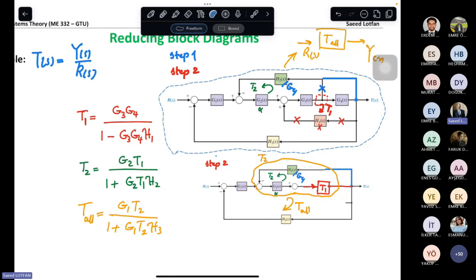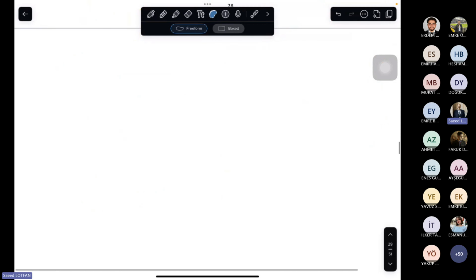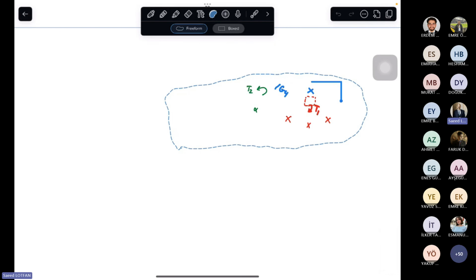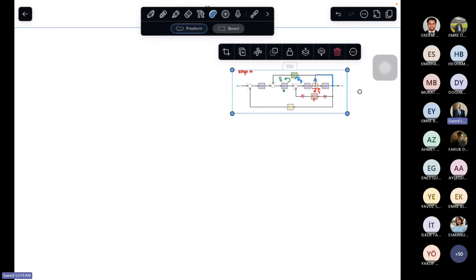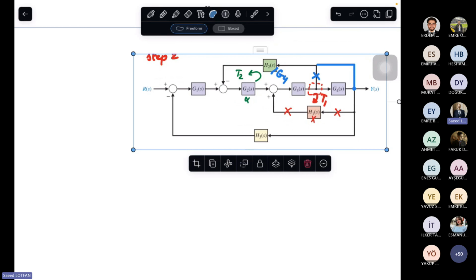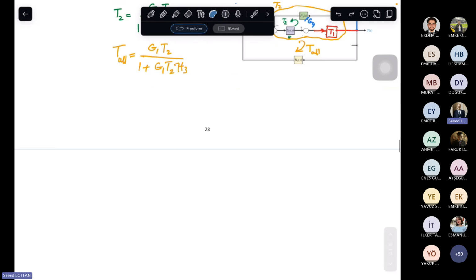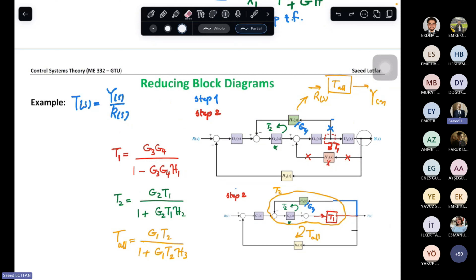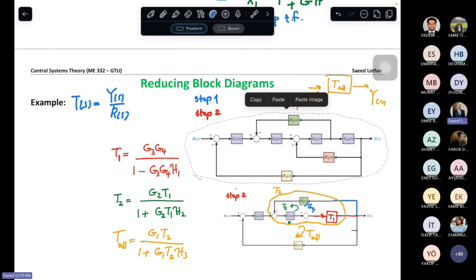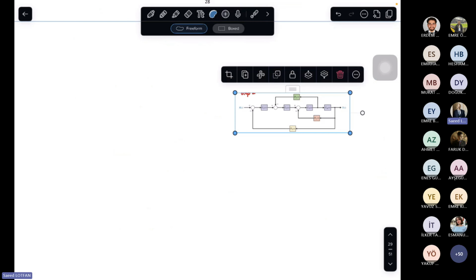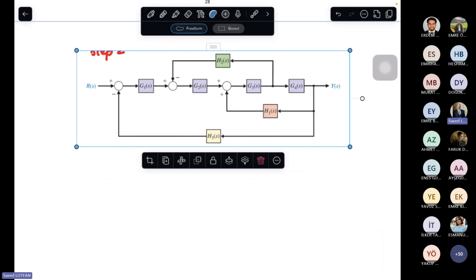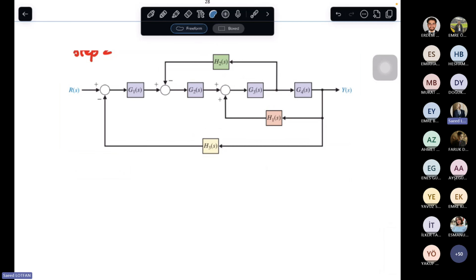Okay. Let's say that I have this guy here. Let me do this one. Let me delete these guys, so I have the original plot. Okay. I want to simplify this block diagram. Now, what should I do?